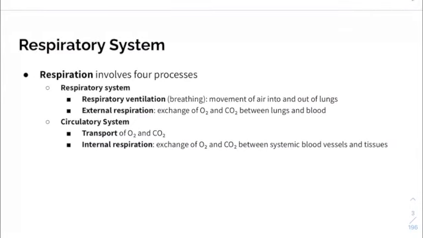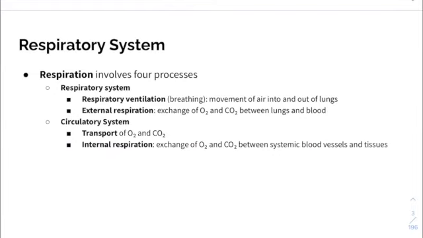First, let's look at what is respiration. In the respiratory system, we have what is called respiratory ventilation. That's just our breathing air in and out. Well, external respiration is what's being exchanged between the blood and the lungs. We exchange carbon dioxide and oxygen. We want to get rid of the bad and get the good stuff into our system that we can use.